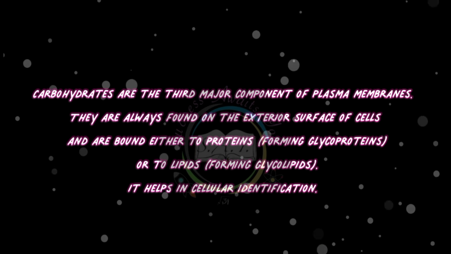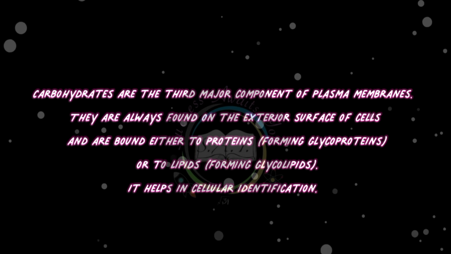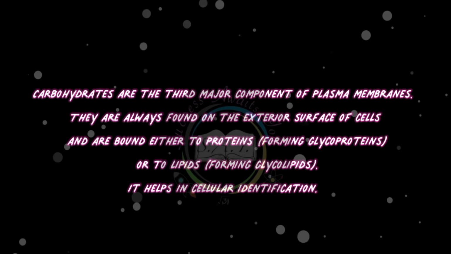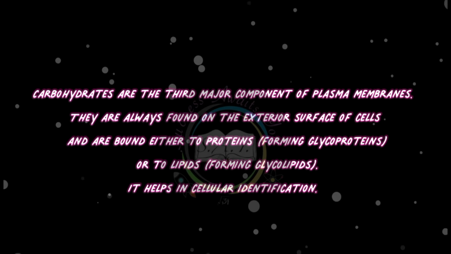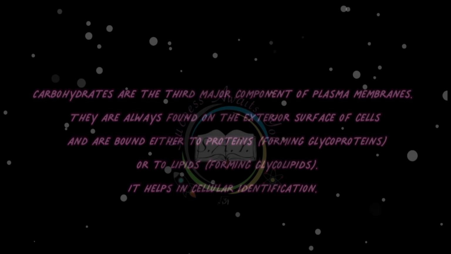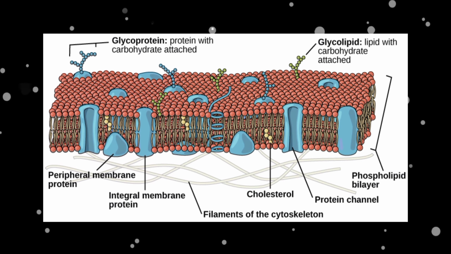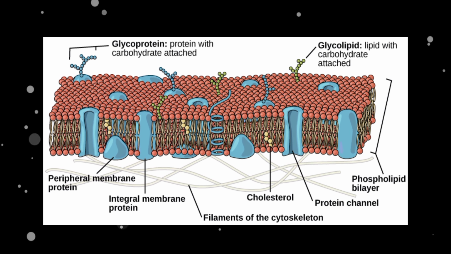The third major component of the plasma membrane is carbohydrates, found on the exterior surface, chemically bound to glycolipids and glycoproteins. This diagram best describes the plasma membrane.